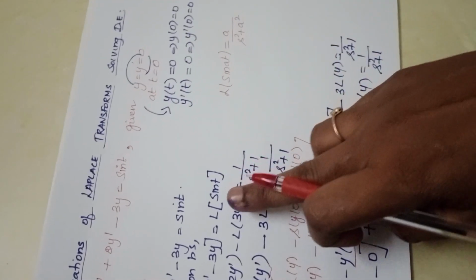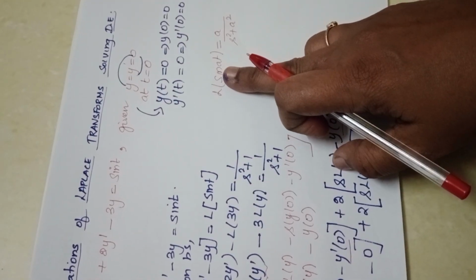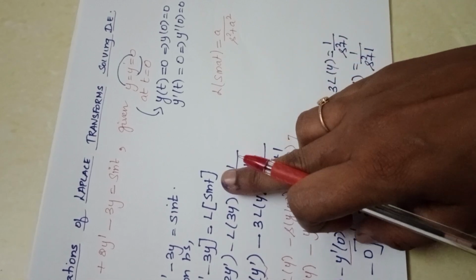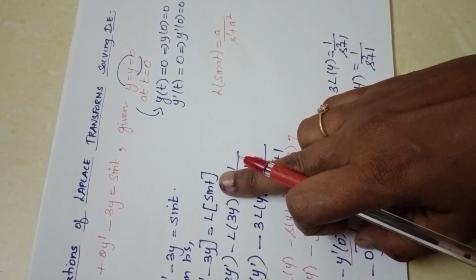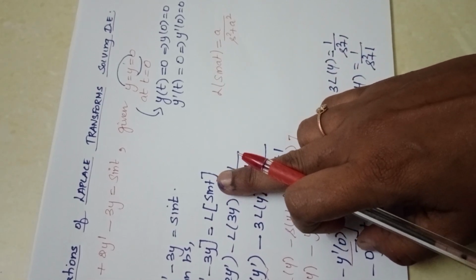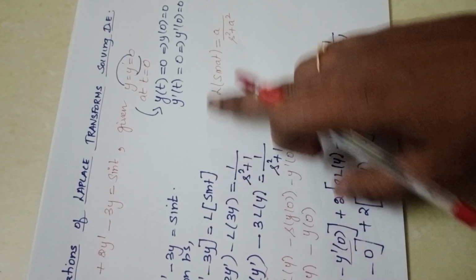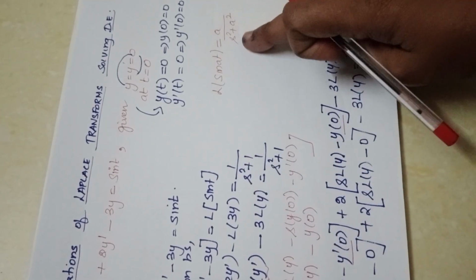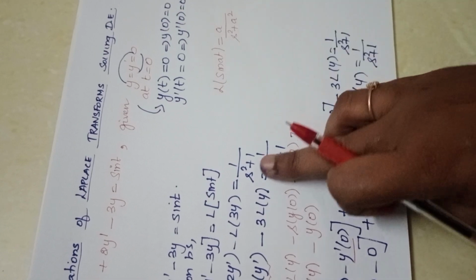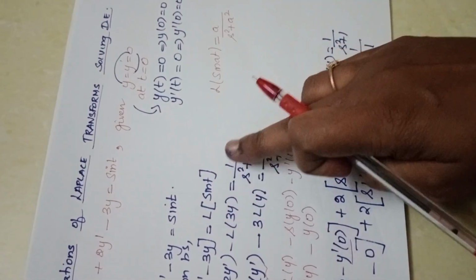So on comparing L of sin t with L of sin at, we find that in place of a, the coefficient of t is called the a value. So the coefficient of t is 1. So substituting in this formula, we get 1 by s square plus 1 square. That is what we have given. L of sin t is 1 by s square plus 1.